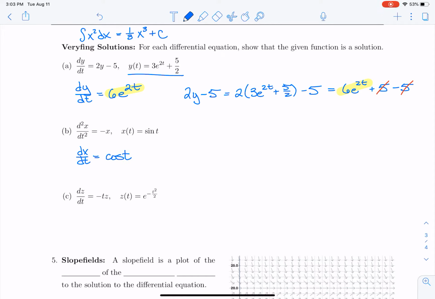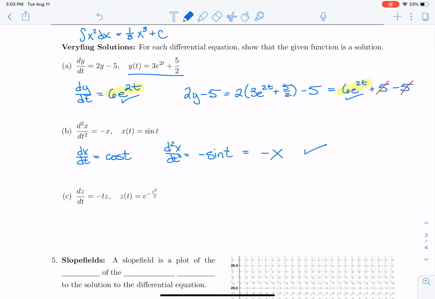But I need to know what the second derivative is. So d squared x/dt squared. The derivative of cosine t is minus sine t. And hopefully at this point you can recognize minus sine t is really minus x, because x is sine t. And so I've shown that the second derivative of x with respect to t is actually just minus x. So yes, again, I have verified that that is the solution, or a solution, as we'll find out later.